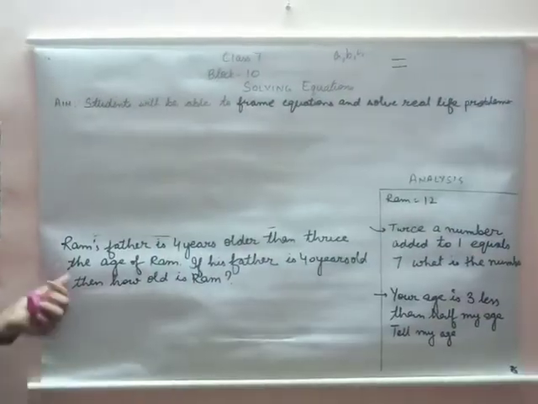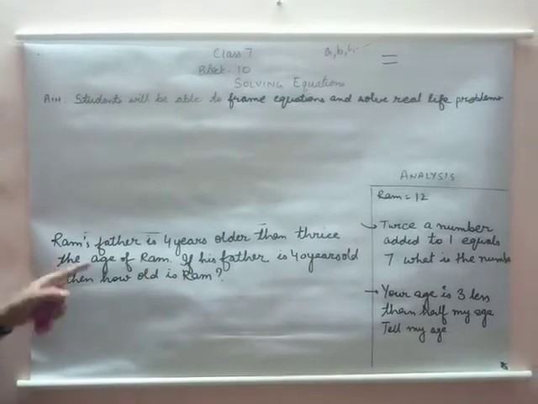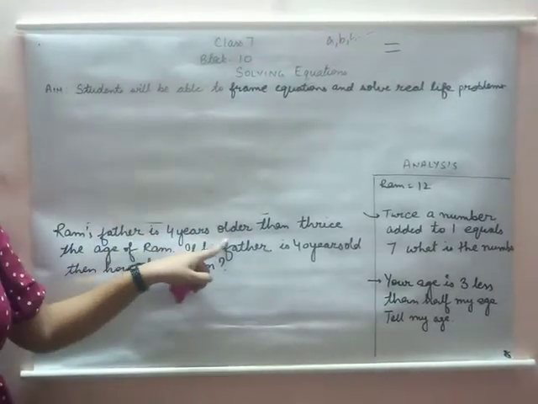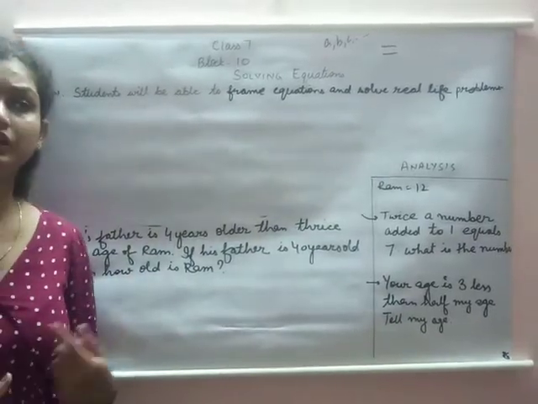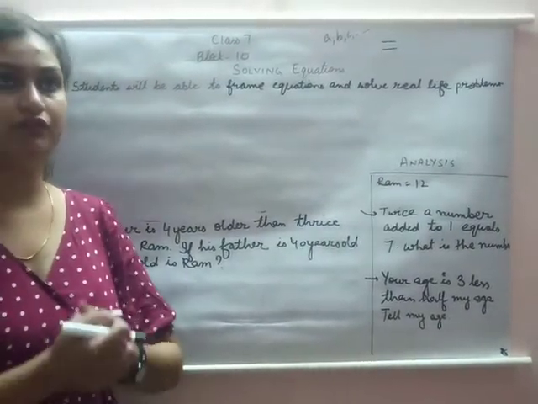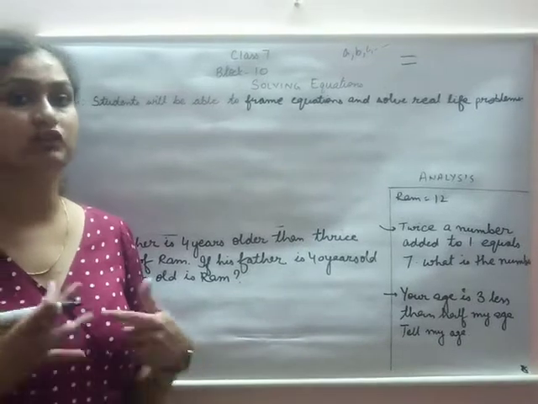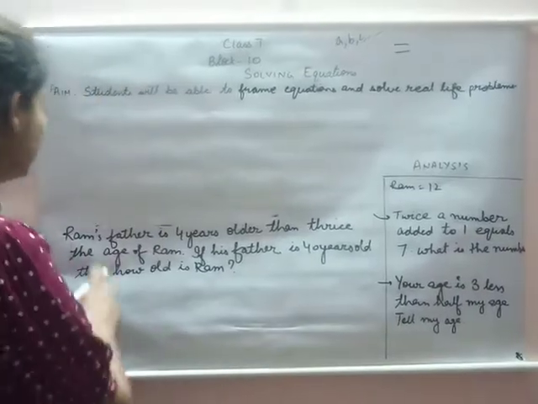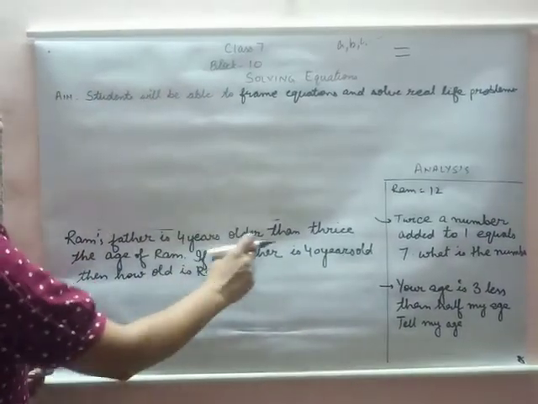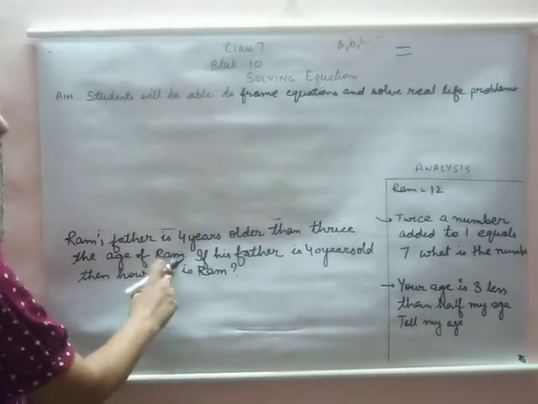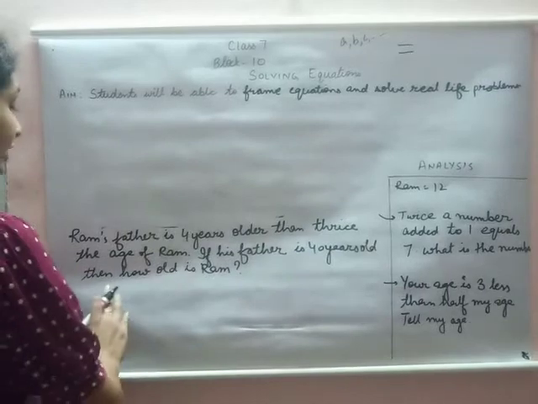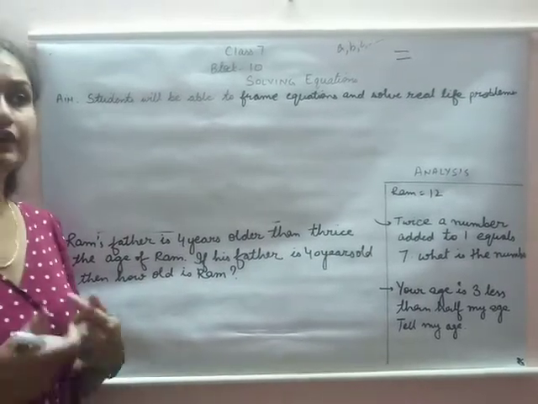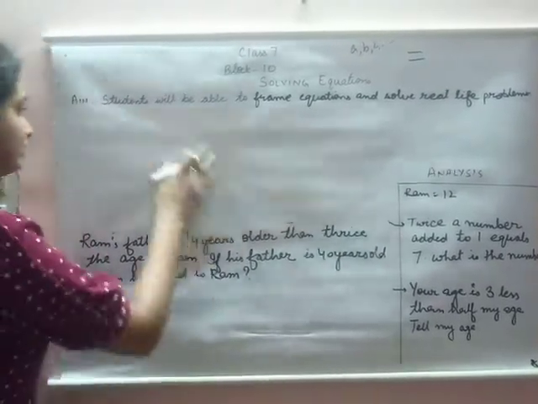Right? Now, we have one equation over here. Ram's father is 4 years older than thrice the age of Ram. This is a real life problem where you have to apply this algebraic knowledge in your real life. Ram's father is 4 years older than thrice the age of Ram. If his father is 40 years old, then how old is Ram? What we have to find out? That will be our assumption.